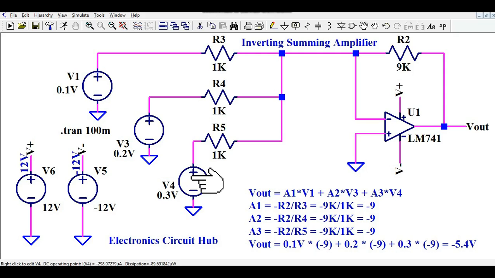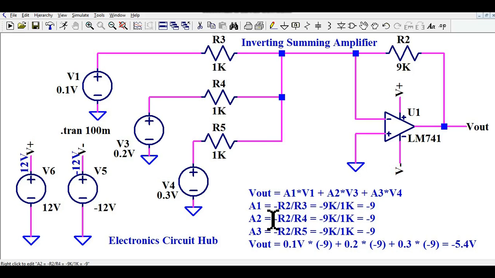Okay, now how will you calculate the gains A1, A2 and A3? So to calculate the gain, A1 equals minus R2 divided by R3. So you see here the feedback resistor divided by input resistor. The feedback resistance value is 9K and R3, the input resistance value, is 1K. Minus 9K divided by 1K, it will become minus 9.